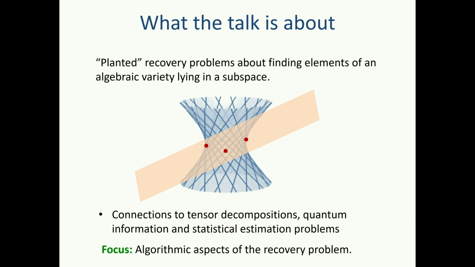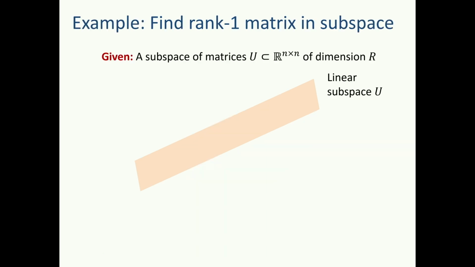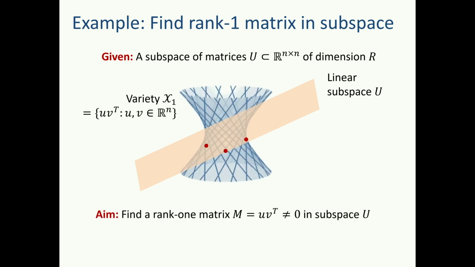Okay, so good. But before I introduce the general problem, here's a very simple instantiation of this problem that's good to keep in mind. Here you're given a subspace, and it's a subspace of matrices. So your space is this R^(n×n) space. This is an n squared dimensional object, and you're looking at a subspace of it. And your goal is to find rank 1 matrices that lie inside the subspace.